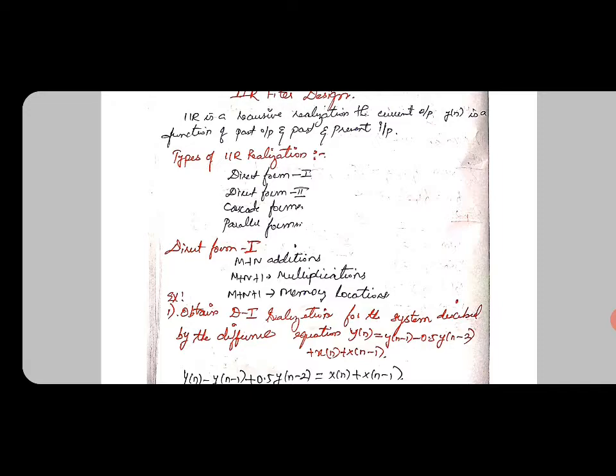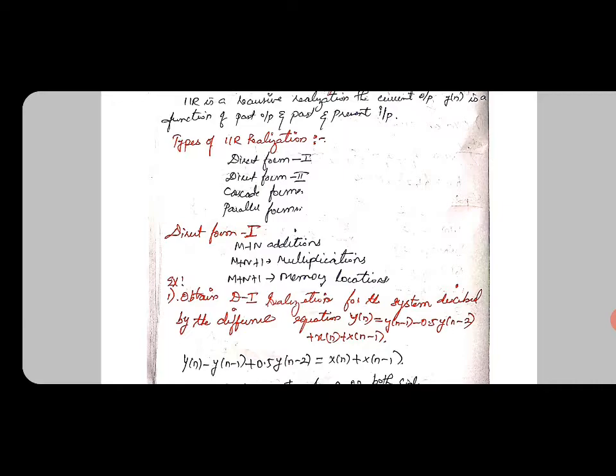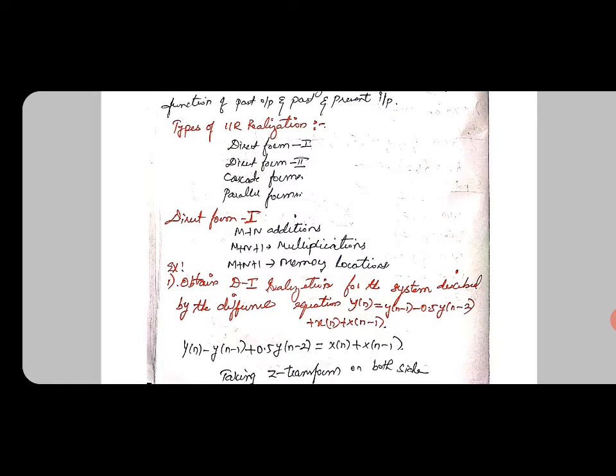We can see what are the methods to realize the IIR filter. First one is direct form 1 method, then direct form 2, cascade and parallel form. We should note that direct form 1 contains m plus n additions, m plus n plus 1 multiplications, and m plus n plus 1 memory locations. From this concept they will be framing objective questions, so we need to know what are the additions and multiplications required in direct form 1.